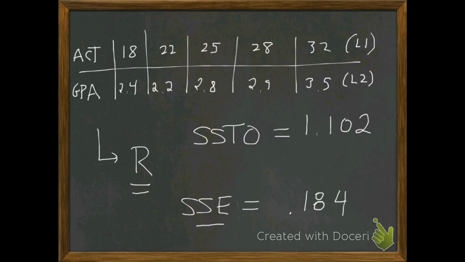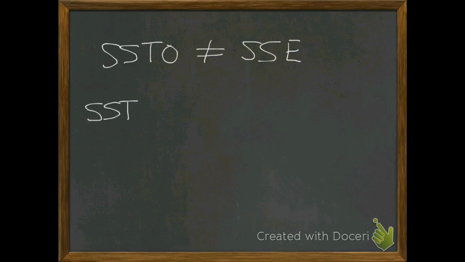Okay, now something I want you to notice here is that the sum of squares for the total is not equal to the sum of squares for the error. But it turns out that we can make these equal by adding something.